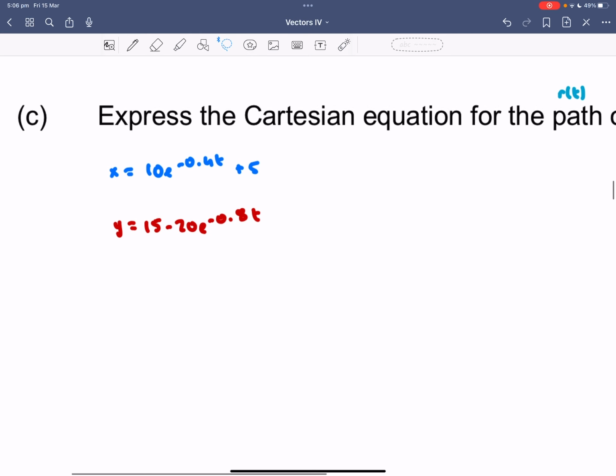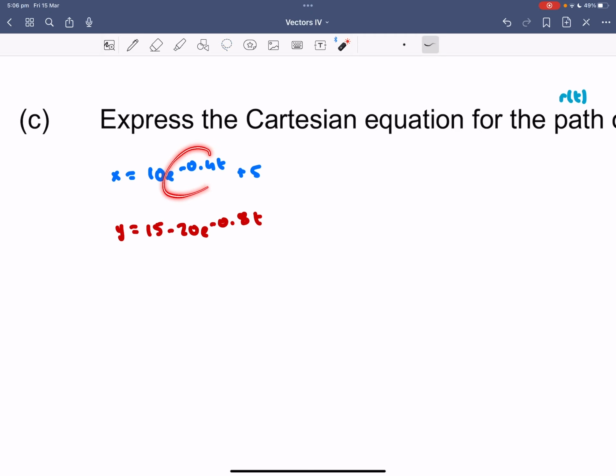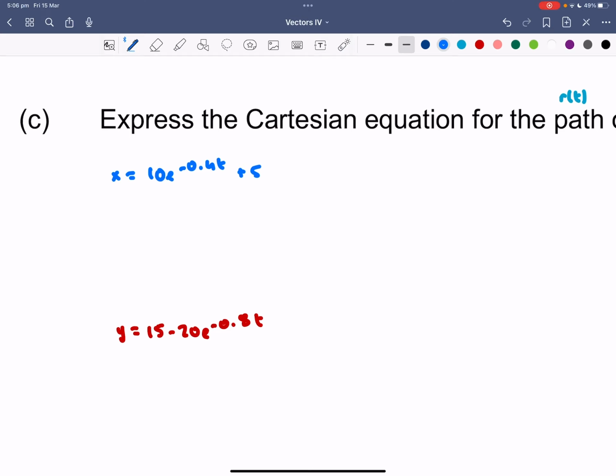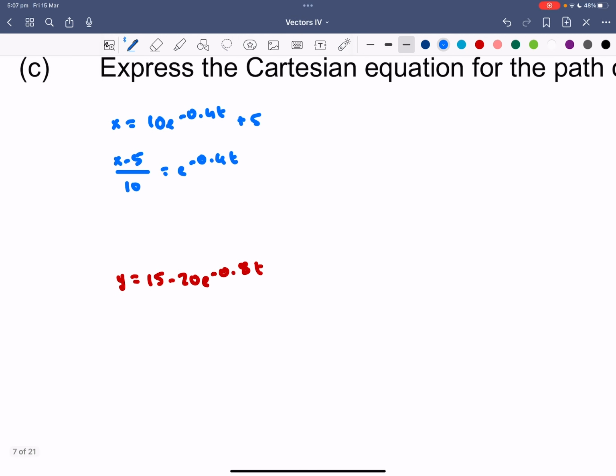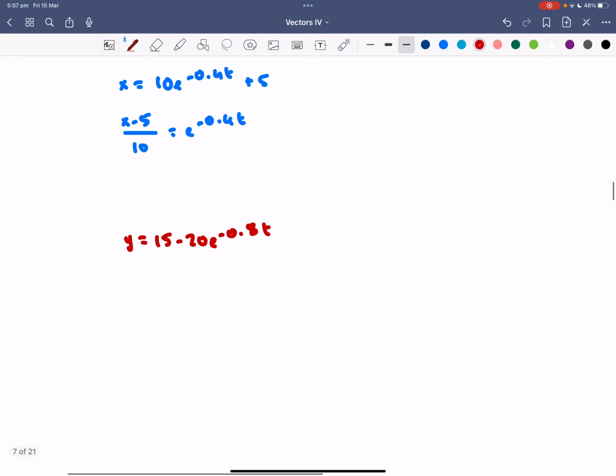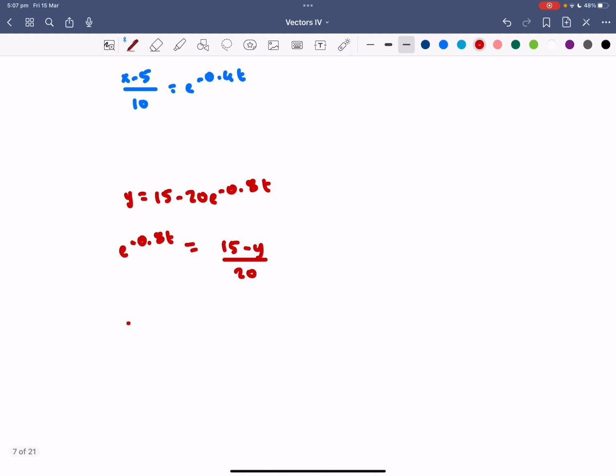Now, you just have to be a little bit good at mathematical manipulation. You need to see this. E to the negative 0.4t, e to the negative 0.8t, they all look a little bit familiar. So what you can do is this. You just have to see it. Okay, you either see it or you don't. So first, I'm going to rearrange for e to the minus 0.4t. And then I'll rearrange for e to the minus 0.8t. That means you bring the y across and then divide by 20. Now what you need to realize is that e to the minus 0.8t can be written as e to the minus 0.4t squared using your indices rules.